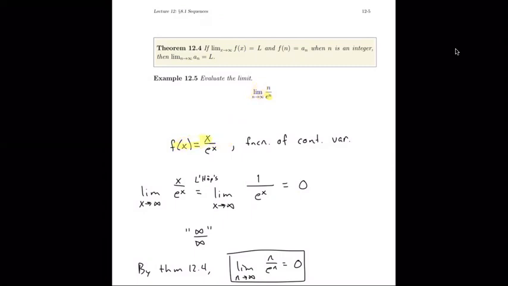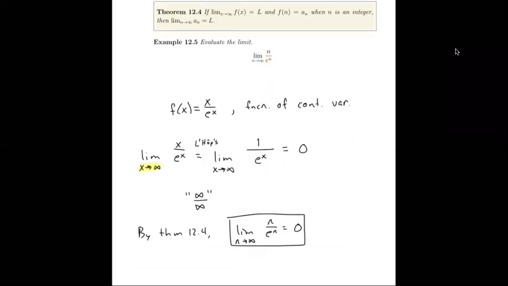So f of x is equal to x over e to the x is what we rewrite our given sequence as. So x being that continuous variable, now we're looking at the limit as x goes to infinity of x over e to the x. Now we know that when x is equal to one of the whole numbers n, 1, 2, 3, 4, and so on, then it matches our sequence. So if this thing has a limit, then so does our sequence, and those limits are the same.